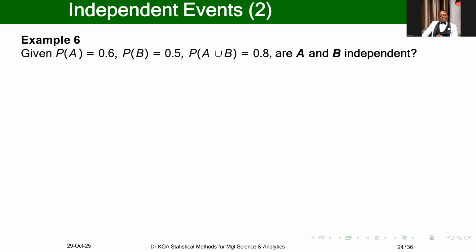Okay. Now, let's look at this. If the probability of A is 60%, the probability of B is 50%, and the probability of A union B is 8%, the question is, are they independent? Are they independent?